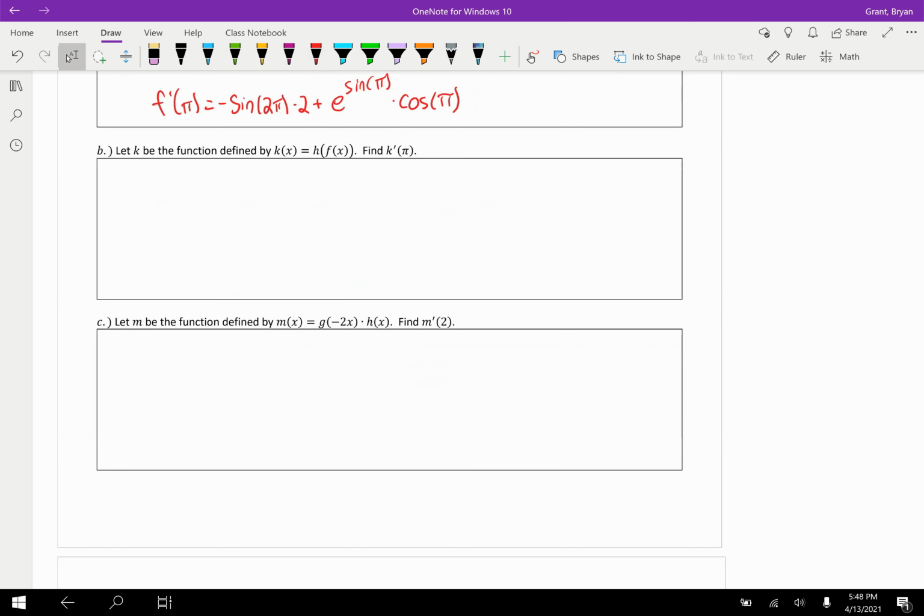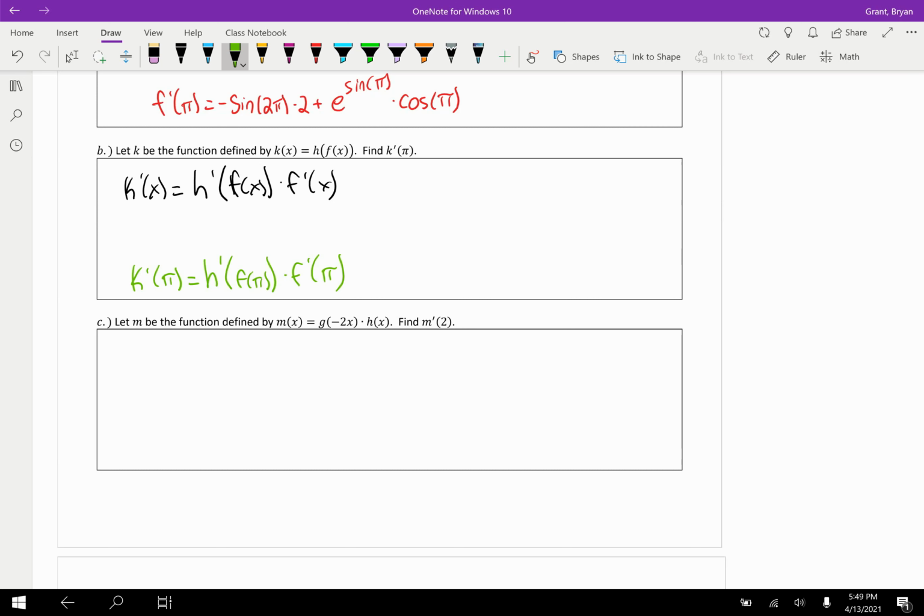Let k be a function defined by k of x equals h of f of x. Find k prime of pi. Okay, well, k prime of pi is going to be down here. We probably need k prime of x, though. That's nothing bad. Chain rule, we've done one of these earlier. H prime, derivative of the outside, keep the inside the same, times the derivative of the inside. So k prime of pi. Well, this is going to be h prime of f of pi times f prime of pi. All right.